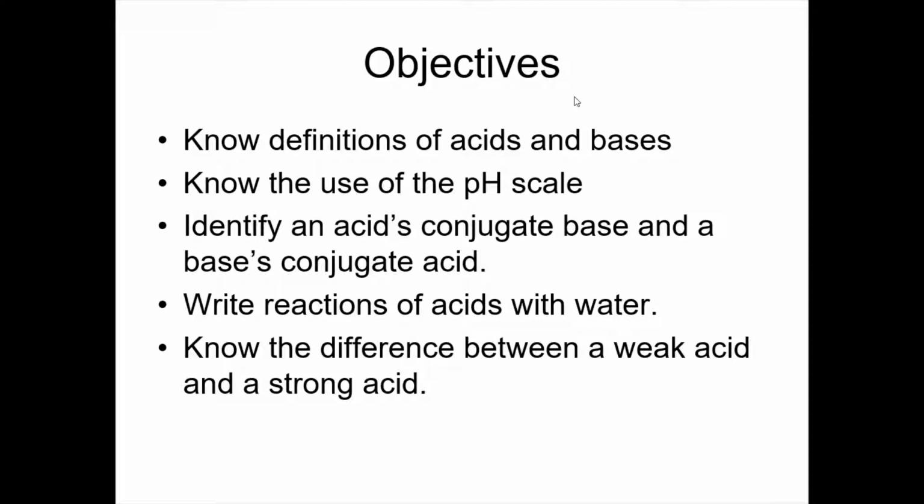The third bullet point says we need to identify an acid's conjugate base and a base's conjugate acid. In other words, what are these conjugate bases and conjugate acids? After we have a definition for acids and bases, we've got to come up with a definition for conjugate base and conjugate acid.